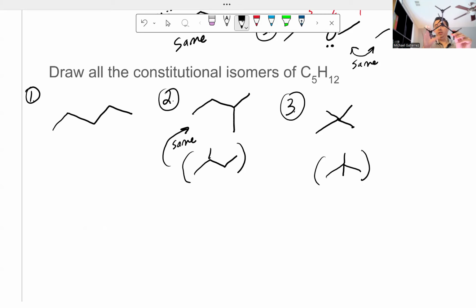Okay. Now there is no other constitutional isomer. There's no other way I can do this. You say, well, what if you do 2 carbons in a row? And I encourage you to try this. If you have your model kit, just start with 2 carbons in a row here, and then put your other 3 on here. In any arrangement that you want, you will find that you will get either number 1, 2, or 3. Okay. So there are no other possible isomers that you can draw for this molecular formula of C5H12.